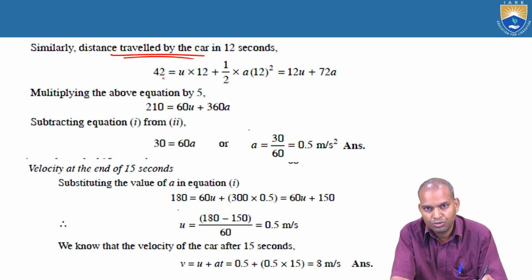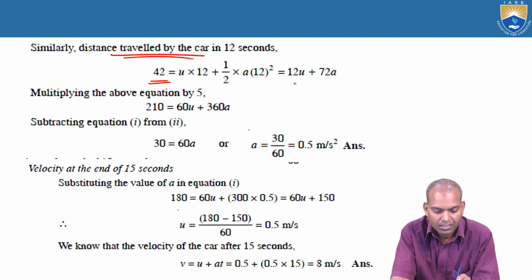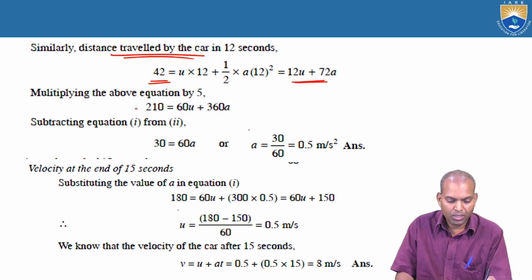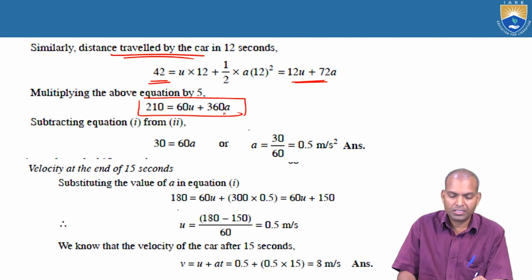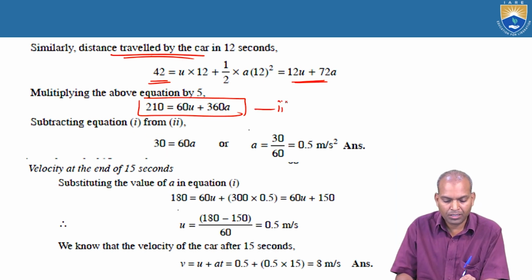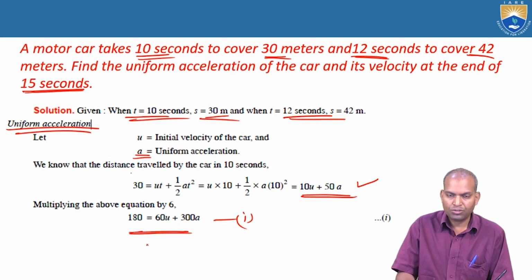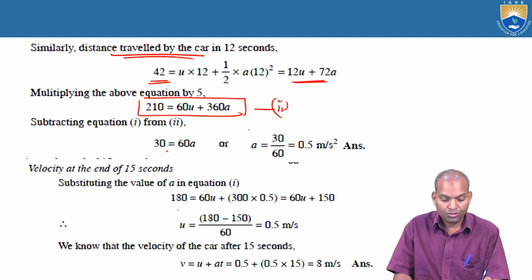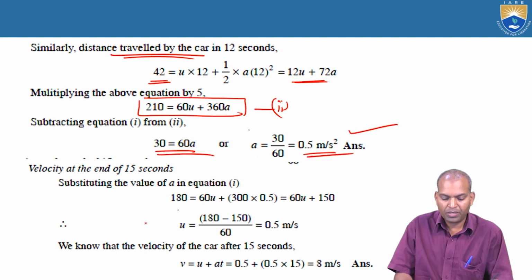Now the distance traveled by the car in 12 seconds. Again substitute s equals ut plus half at square, where s is 42 meters: 42 equals u times 12 plus half a times 12 square, which is 12u plus 72a. Multiplying by 5 for simplification, 210 equals 60u plus 360a. This is equation number 2 and that is equation number 1. By subtracting the equations, we have two equations and two unknowns, u and a, which can be calculated. So 30 equals 60a, where a is 0.5 meter per square second. That is the uniform acceleration.